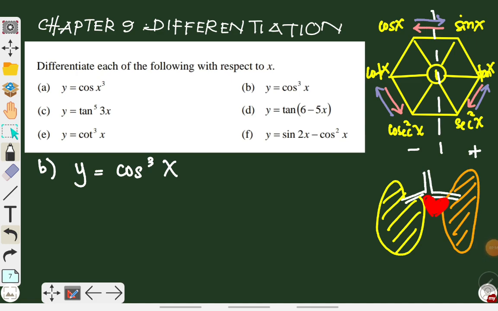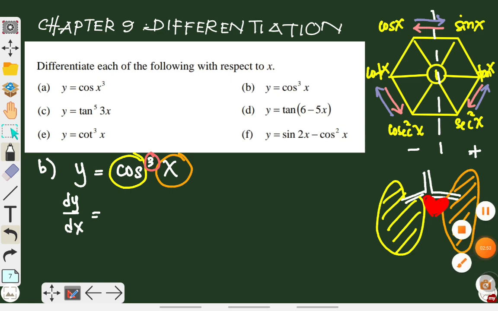Let's move on to question number B. How to differentiate y equals cos cubed x. For this question, we have to divide into three different cases: the left lung, the right lung, and the heart. Let's differentiate y, then we have dy dx. If you have three cases, how do we do this? Let's settle the heart first. We need to use the power rule. Let's attack the power first.